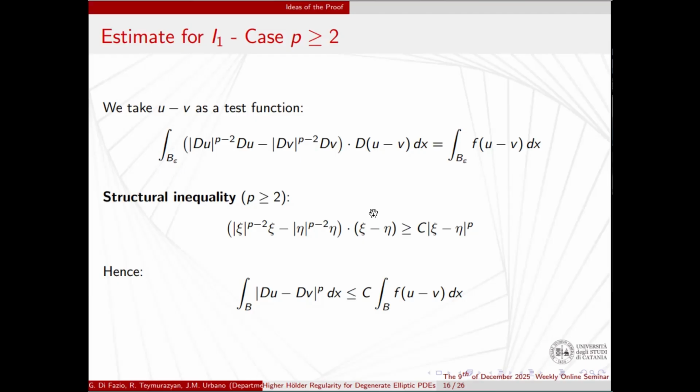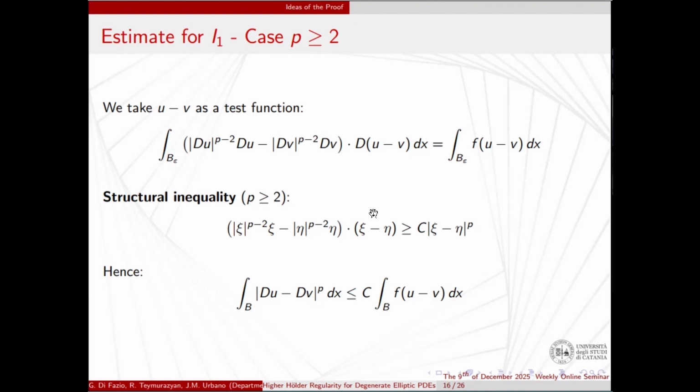For this reason, we separate the situation p greater than 2 or p less than 2, because there are some different technical, elementary inequalities. For example, let us see what happens in the case p greater than 2. We are using this elementary vector inequality, and simply using this expression, we can replace the integral on the left with the integral of the p-norm of the difference of the gradients. So the p-norm of the difference of the gradients can be estimated with the integral that you can see on the right.